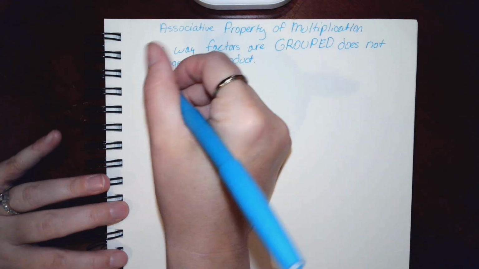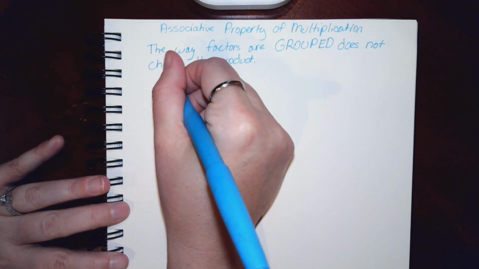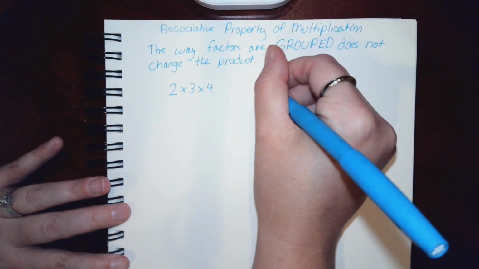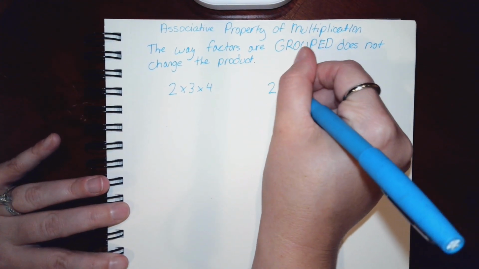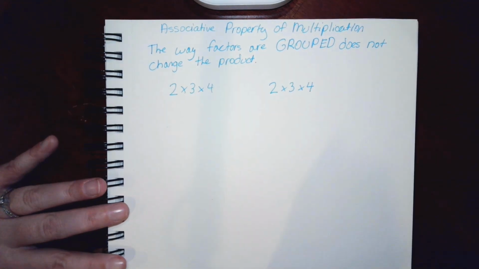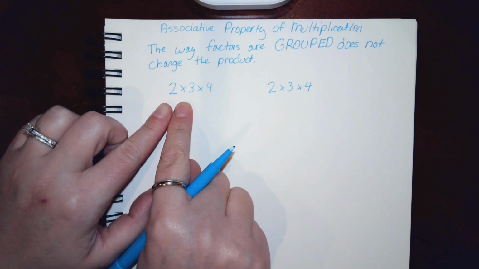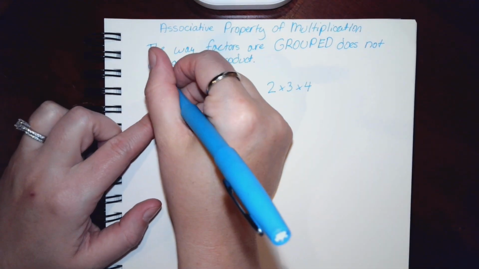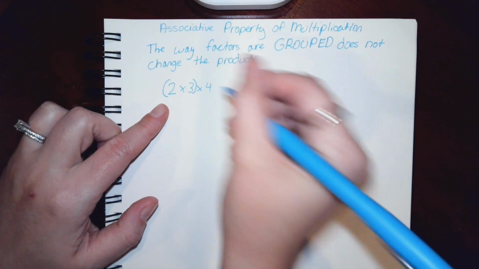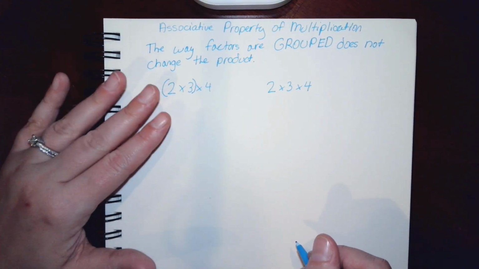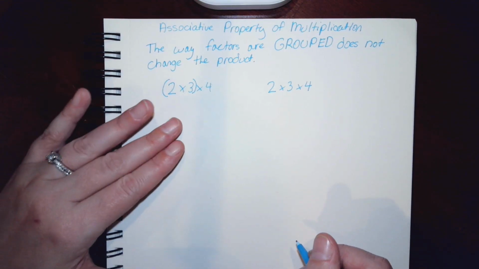So just like with addition, with multiplication, we can group numbers in different ways and still get the same product. So we are going to focus on 2 times 3 times 4. And I'm writing this twice because we are going to change the grouping in order to see if we get the same product. Okay? So, right here, when we group, we put them in parentheses. So I'm going to put parentheses around 2 times 3 on this one. Okay, the work that you need to show is the same work that I'm showing you here. You do one step at a time.